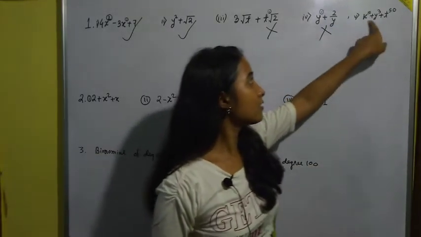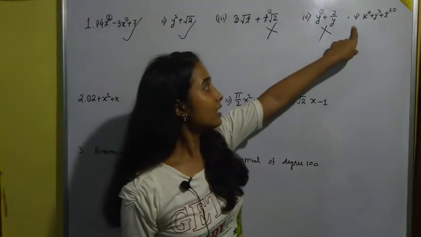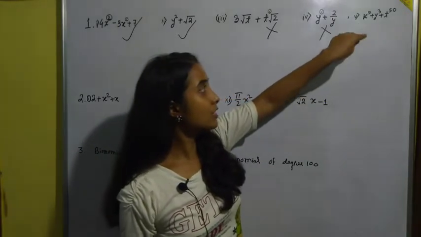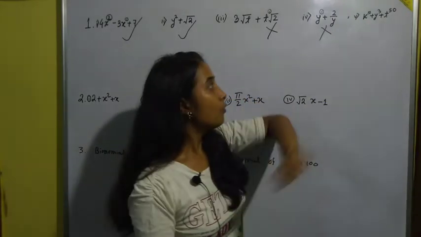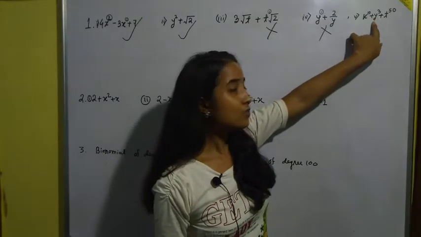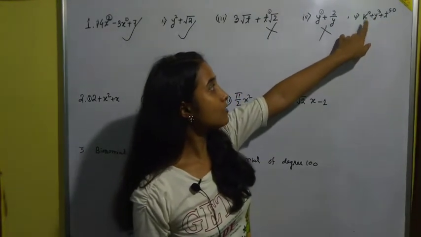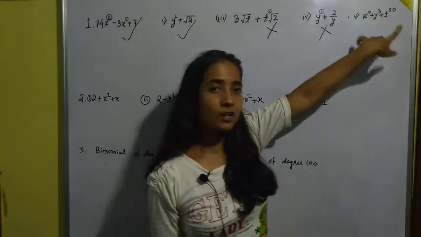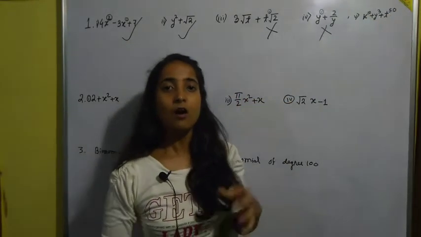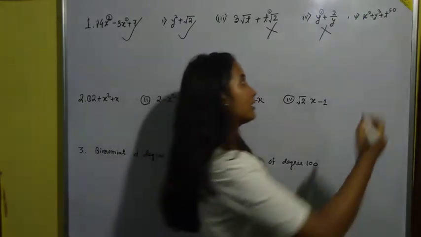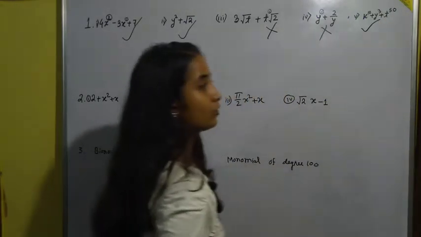Now see this fifth expression. In this expression there are 3 variables. One is x, second is y, and the third is t. And the powers are 10, 3 and 50. All of these powers are whole numbers. Therefore, this is also a polynomial.